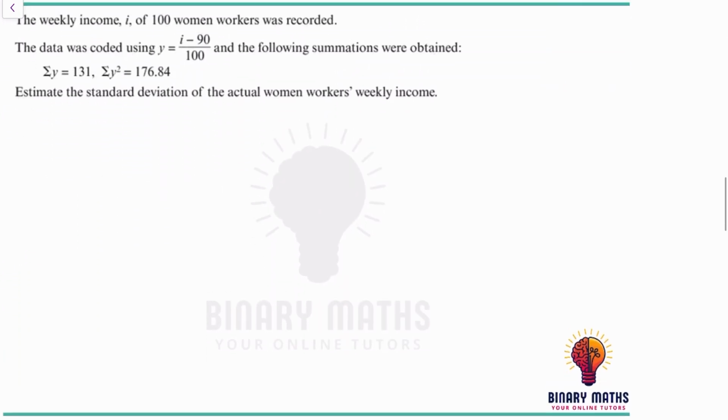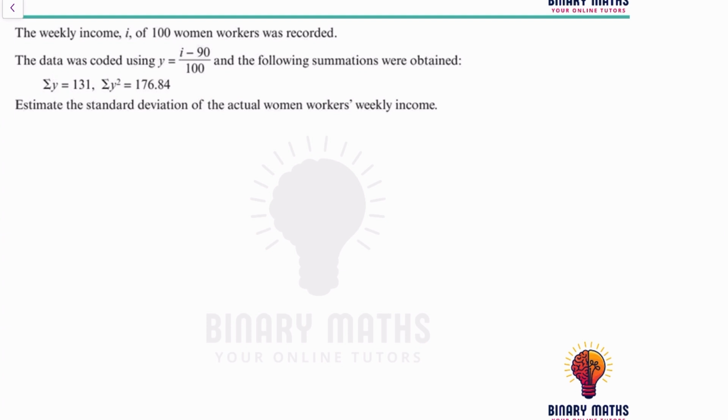Okay, next question. The weekly income I of 100 women workers were recorded. The data was coded using y equals (I bar I minus 90) over 100, and the following summations were obtained. Sum of y is equal to 131. Sum of y squared is equal to 176.84. Estimate the standard deviation of the actual women workers' weekly income.